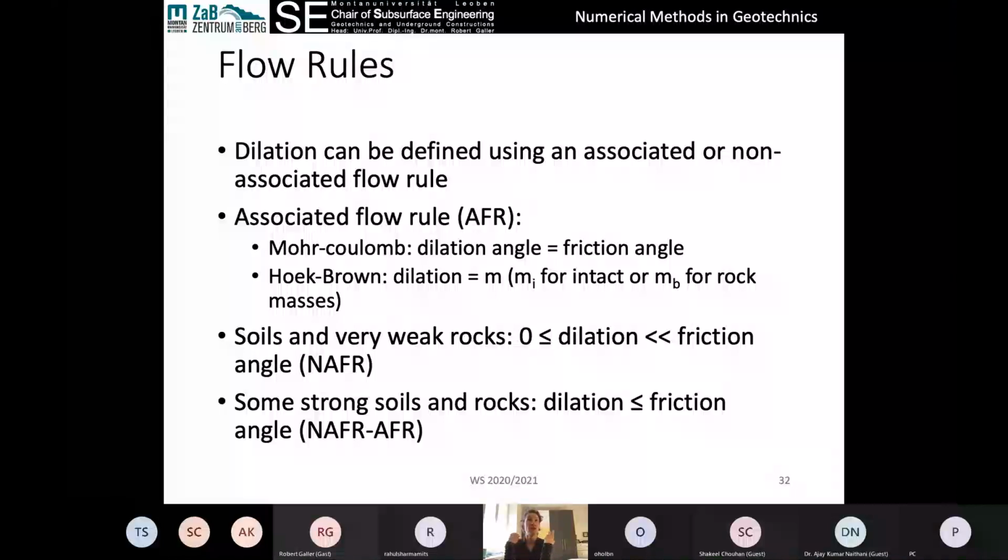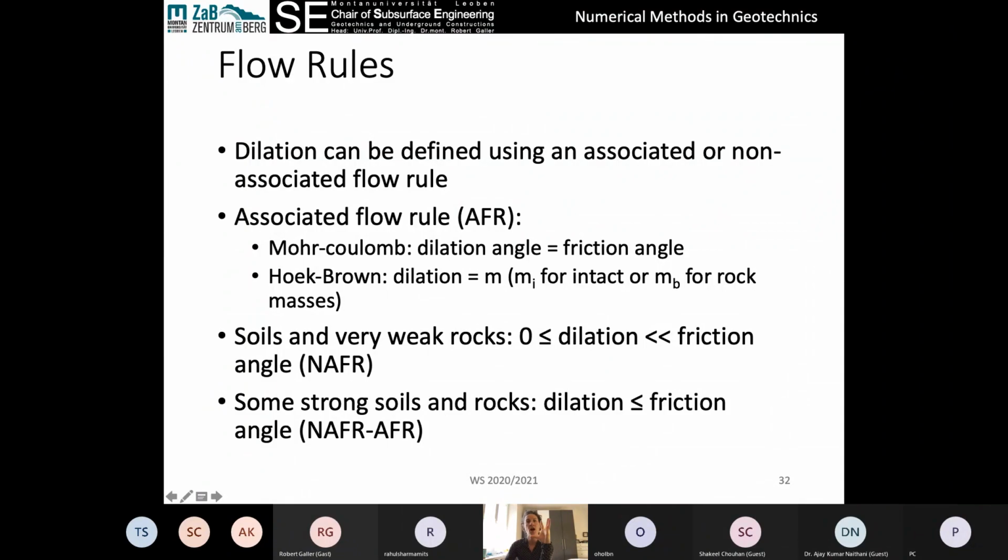But then how do you parameterize it? There's lots of people who are doing experiments, but this is still mostly in the research realm. For the application, the commercial realm, some good rules of thumb are that soils and very weak rocks have very low dilation. A lot of it having to do with compactant type behavior.